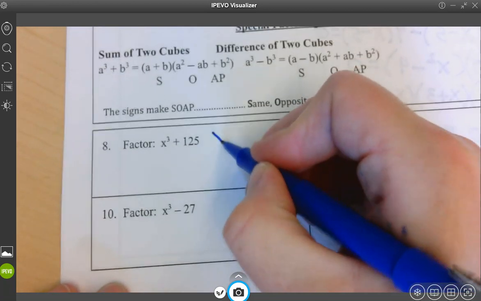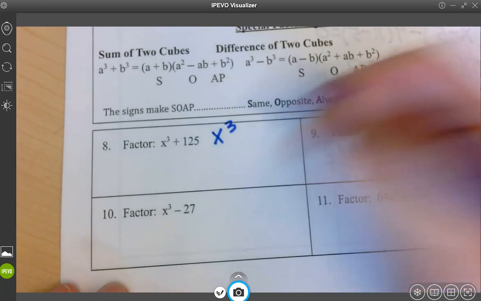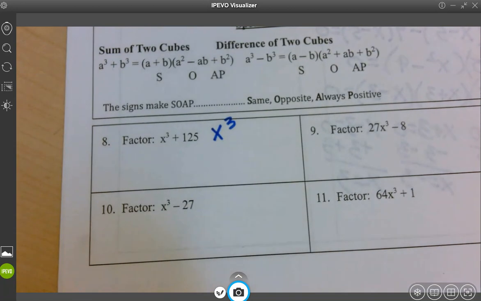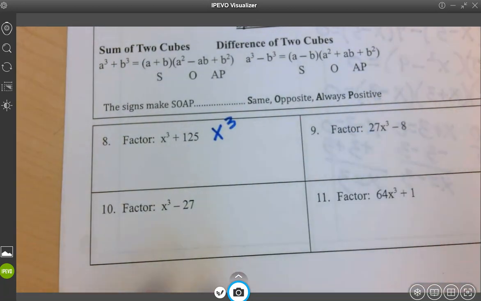The first one's already a cube. It's x to the 3. And 125, we have to figure out that's the cube of what? Some people know. That's super good. But if you don't know, you can prove it to yourself with a calculator. 1 to the third is just 1. 2 to the third, 2 times 2 times 2, is 8. So I know it's going to be bigger than that, right?